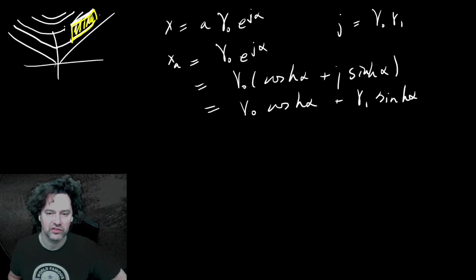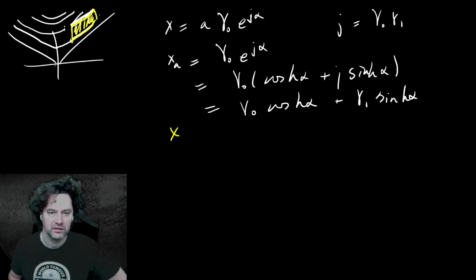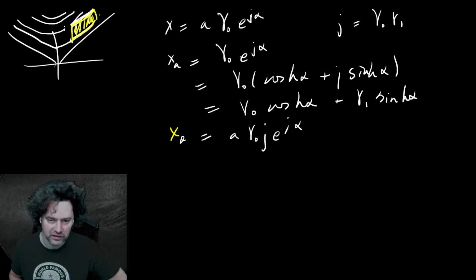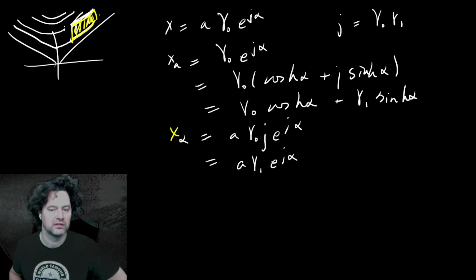Anyways, we can also compute our x alpha, which is a gamma naught j, e to the j alpha. Alpha is our rapidity, and that is a gamma 1 e to the j alpha.